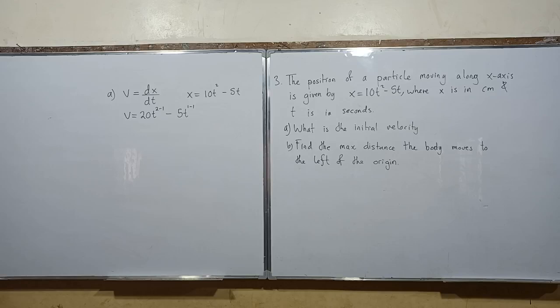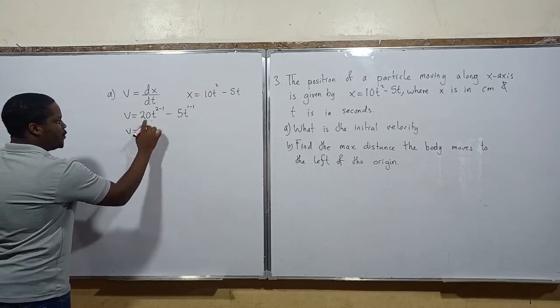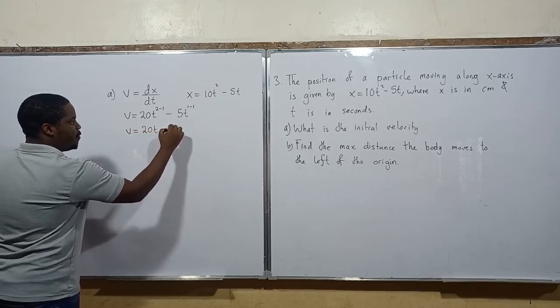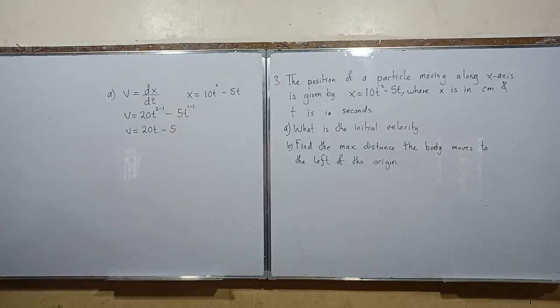Since we are looking for the initial velocity, before we do that, we can see that v will be equal to 20t minus 5. Remember, 1 minus 1 is 0, and t to the power 0 is 1. Anything raised to the power 0 is 1, right? So this is our expression for velocity. But we're looking for the initial velocity. What does that mean?